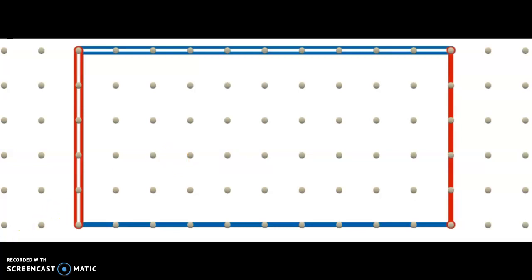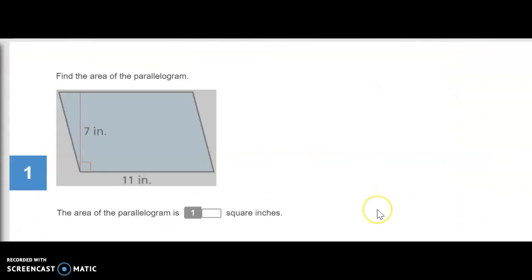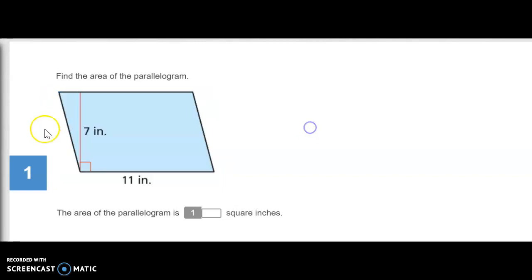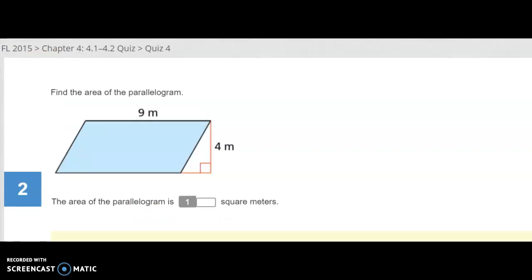So now we go back to our original problem. And for problem 1, it's 7 times 11. So if we were to move this line right here, if you saw that triangle and you picked up that little triangle and put it right here, it would be the same as a regular rectangle, which would be 7 times 11, which would be your answer.